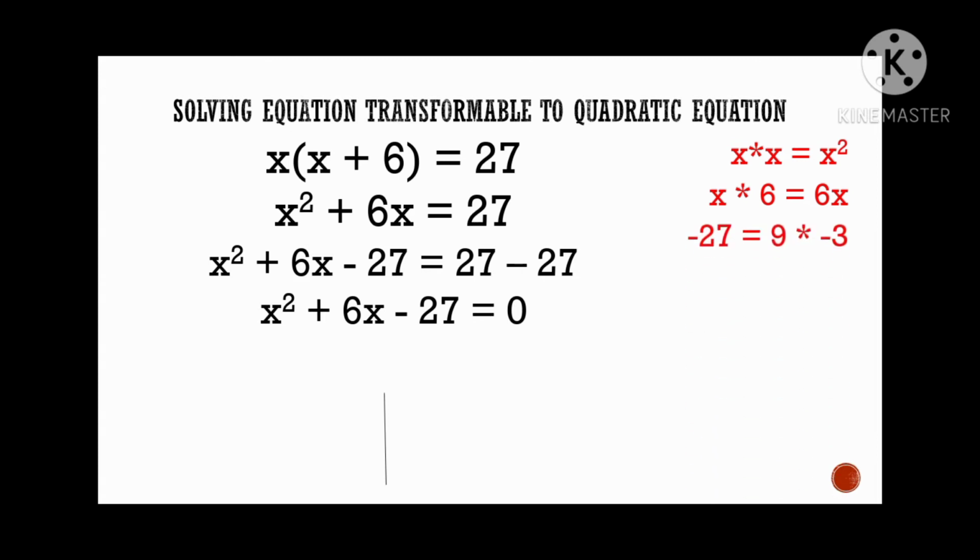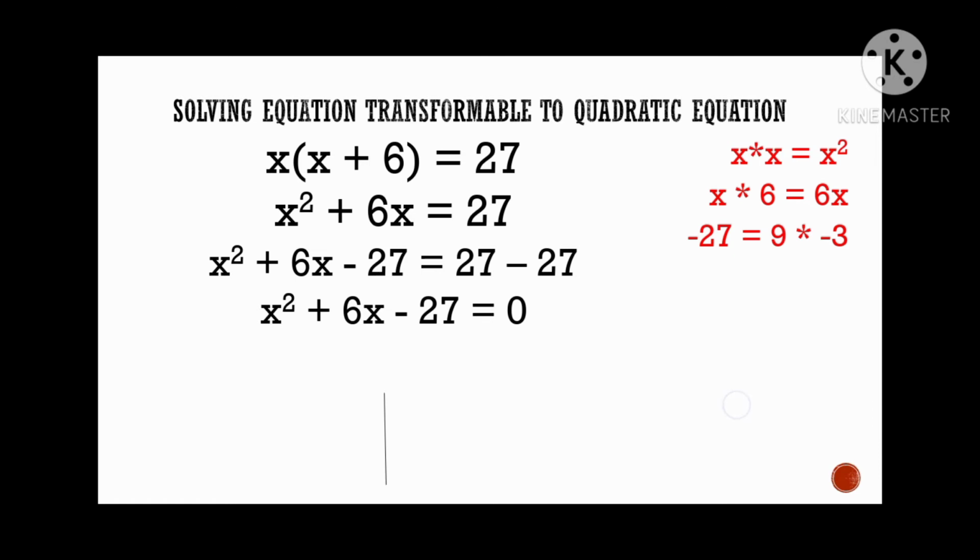Okay? So, negative 27 is equal to 9 and negative 3. So, if we are going to multiply 9 by negative 3, the answer is negative 27. And kapag sinimplify natin to, or inadd natin, the answer is positive 6, which is the middle term or the coefficient of x.